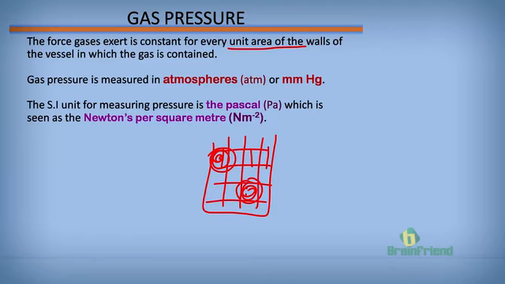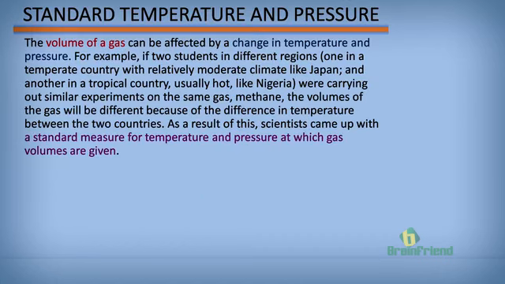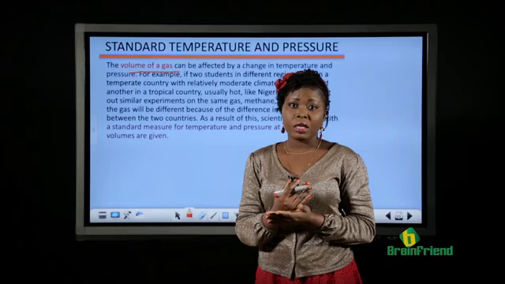gas is contained. Gas pressure, we measure it in atmospheres or millimeter mercury. The SI unit for measuring pressure is the Pascal, which is seen as the newtons per square meter with this symbol. Alright, so that's that on gas pressure. Now we'll be looking at standard temperature and pressure. The volume of a gas can be affected by a change in temperature and pressure. We are saying that if a particular gas has a certain volume, that volume is going to be affected if, say, the temperature of the system is changed.